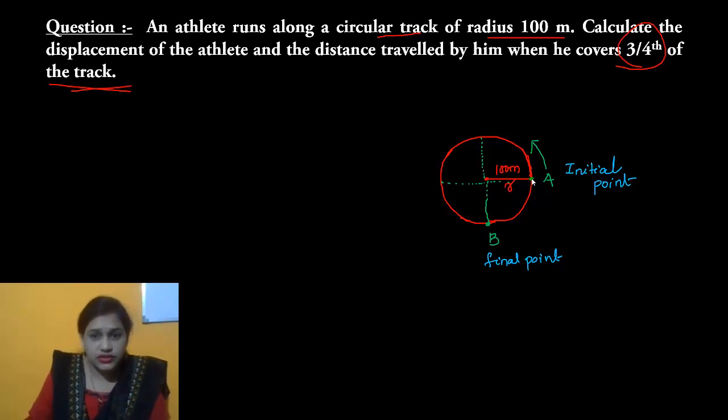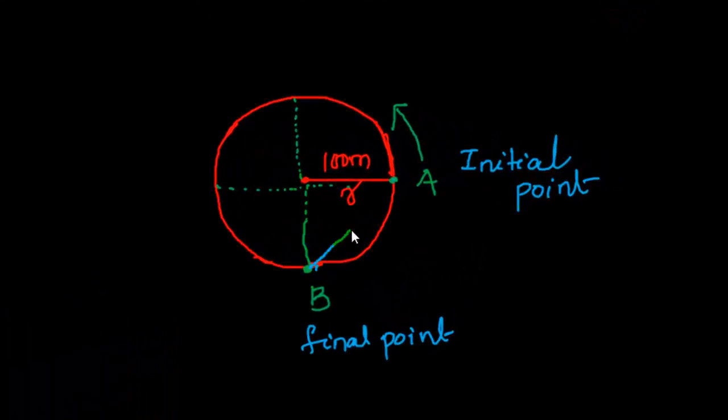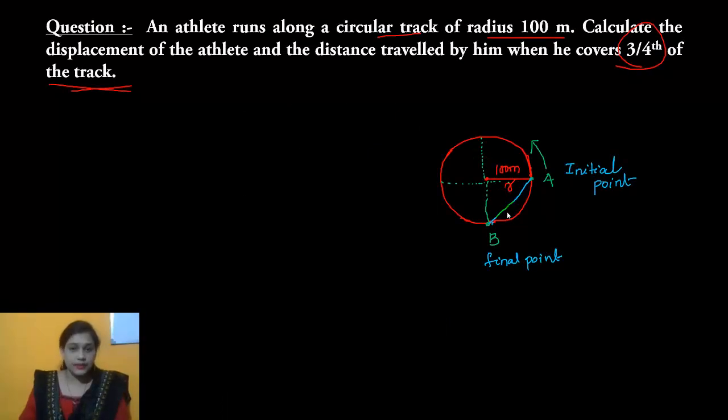So this is point A to point B. This is the distance covered by him. And what is its displacement? The shortest distance between the final point and the initial point. So this straight line is the displacement. This blue color line is the displacement. Okay, so now we have to find out the displacement.